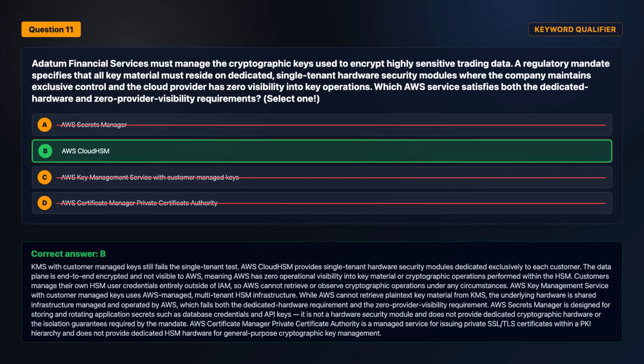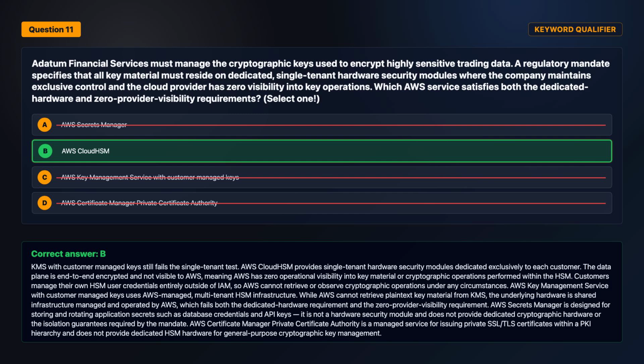The correct answer is option B. KMS with customer-managed keys still fails the single-tenant test. AWS CloudHSM provides single-tenant hardware security modules dedicated exclusively to each customer. The data plane is end-to-end encrypted and not visible to AWS, meaning AWS has zero operational visibility into key material or cryptographic operations performed within the HSM.